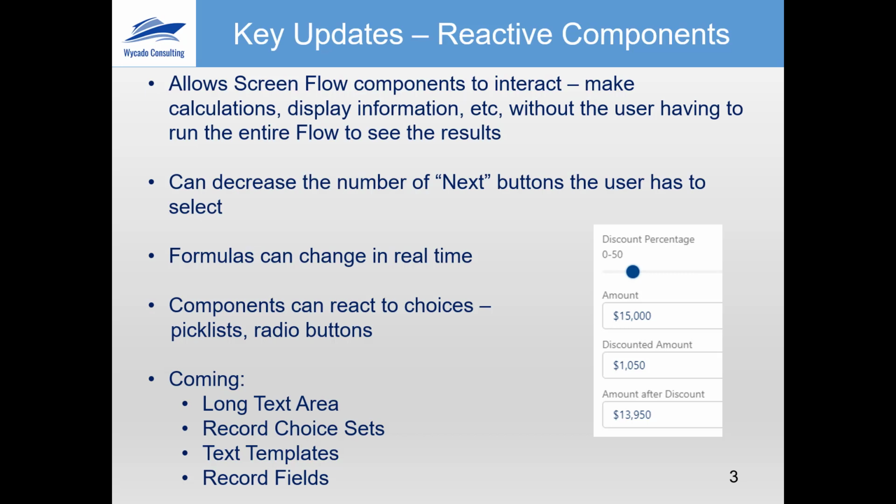So let's look at a flow that is going to calculate this. We're going to use the opportunity object, and we're going to have the user use a slider to give a discount percentage. It's going to show the amount on the opportunity, and then it's going to show the discounted amount that will depend on where they put the slider. And then it's going to calculate the amount after discount that they pick. So let's look at the flow.